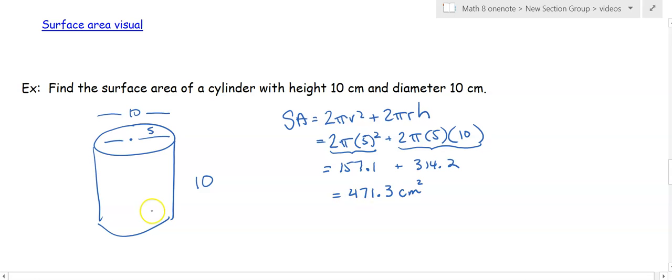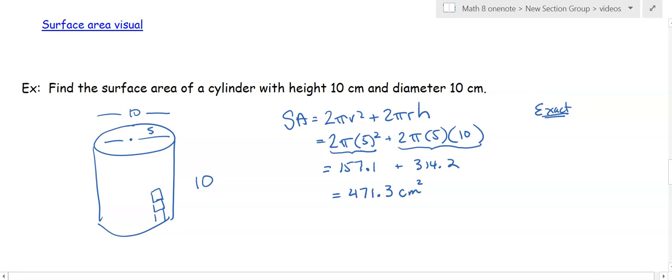Okay, so that's how many squares would fit around the outside. If I had to go buy material to make this, that's the amount of material, assuming no waste, to create this cylinder. This is our best estimate because of pi being irrational. If we wanted the exact answer, we would have to leave pi in it.